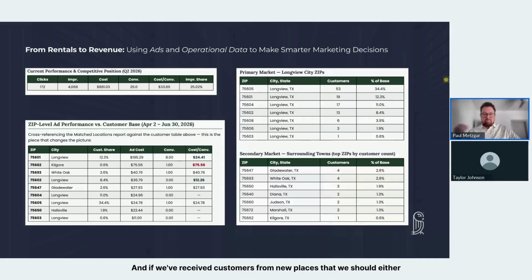if we've received customers from new places that we should either be targeting, or if we've targeted new places, we can start to see, hey, have those customers actually shown up? Are we getting the full ROI from that ad spend? Okay, that's a lot of information so far, but again, it's going to get a little bit better. Hopefully it's all going to click.